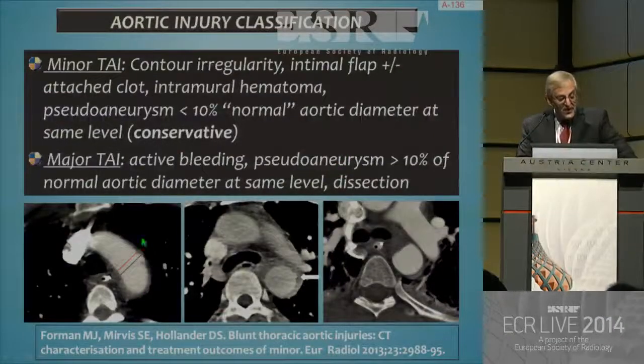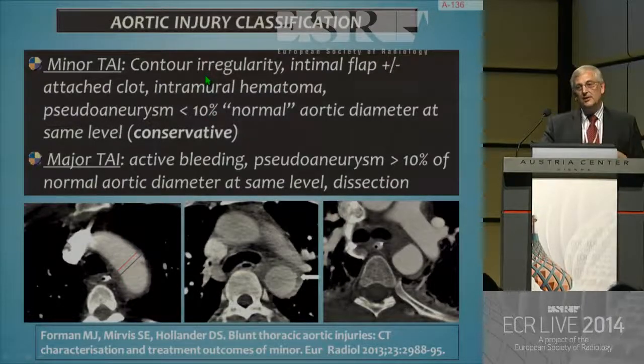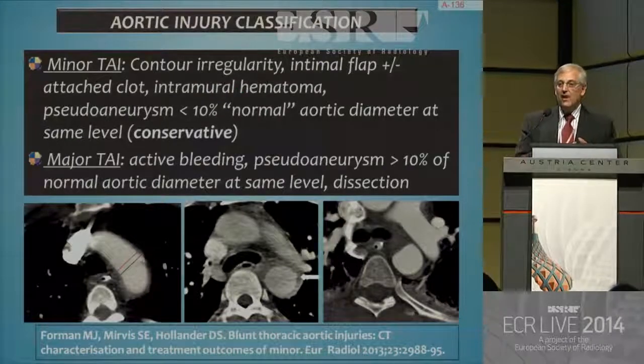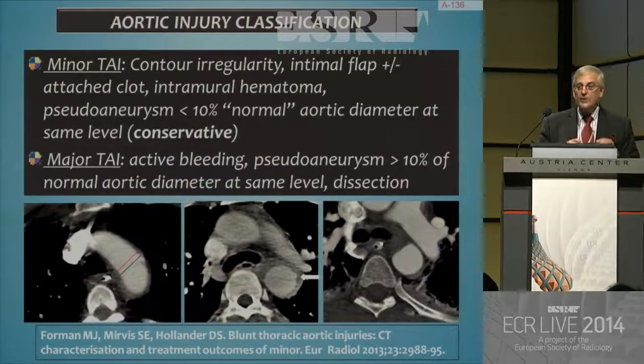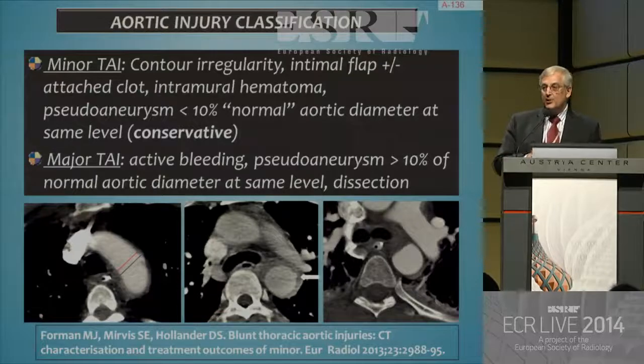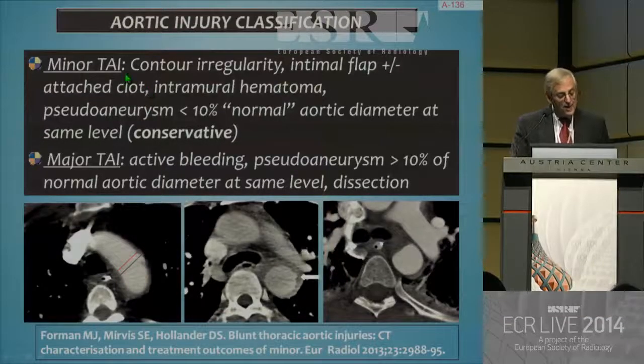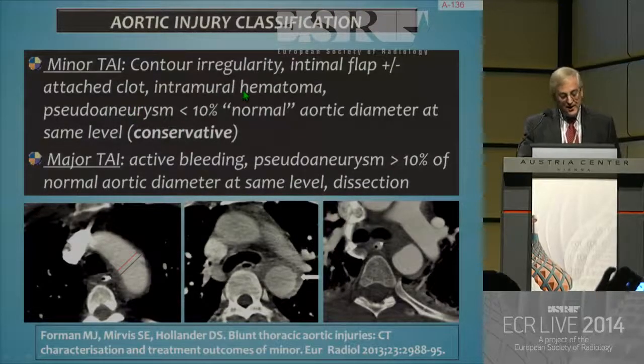Now, I just want to mention this discussion of minor aortic injuries because it's a relatively new topic. And what we're talking about is a subset of injuries that involve the intima primarily, but also can produce very small, shallow pseudoaneurysms. And there is debate about this point, so I'm not going to say all of this is in concrete at all. So what we've done is we looked at patients who had intimal flaps with or without clot, or intramural blood, that is dissection that was just in the wall of the aorta, or very small pseudoaneurysms.